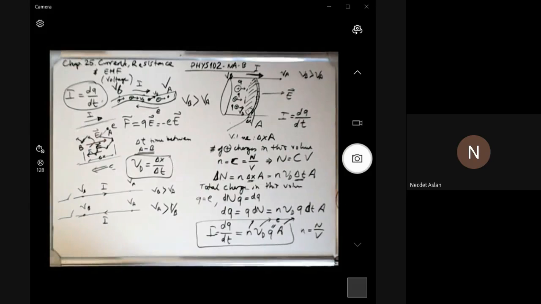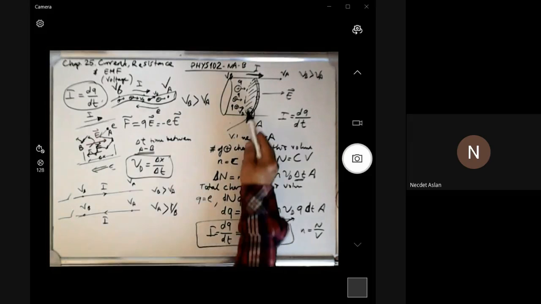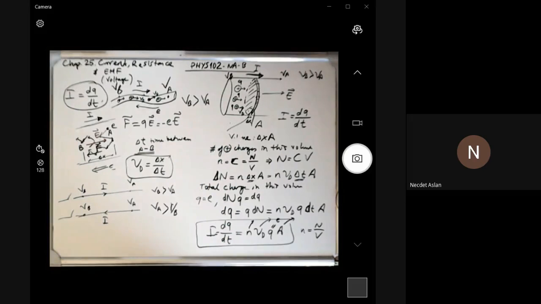Of course, this n depends on what kind of material you are using, and the drift velocity also depends on the material you're using. For copper and aluminum or iron, some other metals, these drift velocities will change. So this is my microscopic point of view, right? Of course, we will solve some problems with this, but there is another definition I would like to make at this stage.